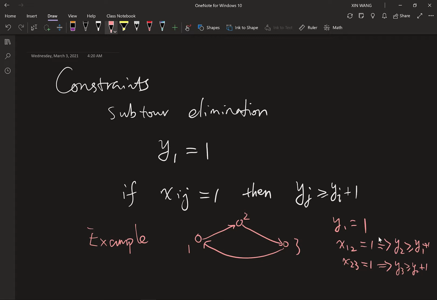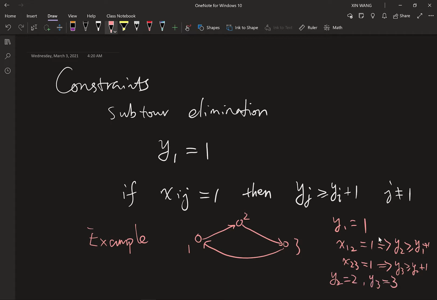And then when 3 goes back to 1, because 3 is already the last step, we need to exclude j being the starting point. So we do not have any constraint when we return from a certain city to our departure point, city 1. Because y can only take values 1, 2, 3, and y_1 is 1, y_2 is greater than y_1 plus 1, and y_3 is greater than y_2 plus 1. So this tells us y_1 equals 1, y_2 equals 2, and y_3 equals 3.